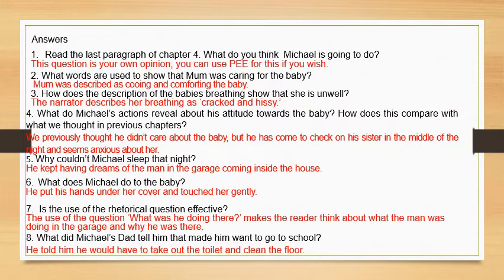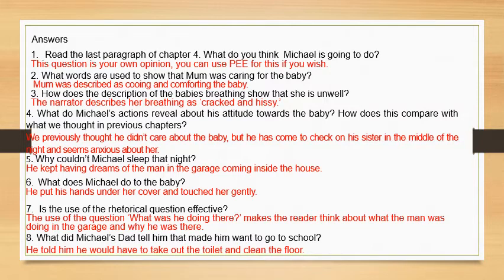Number 5, why couldn't Michael sleep that night? He kept having dreams of the man in the garage coming inside the house. Remember, it was kind of like a little nightmare he was having. What does Michael do to the baby? He actually puts his hand under the cover and touches her gently. I think maybe checking that she was okay, that she was breathing okay, and actually showing quite a lot of concern as a big brother.